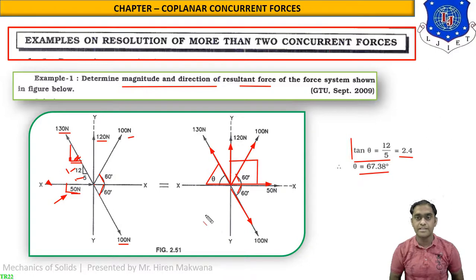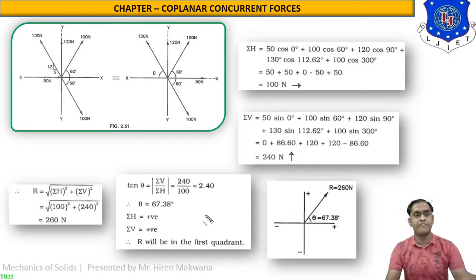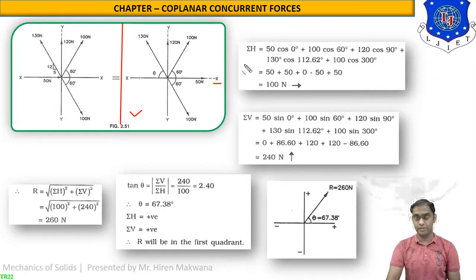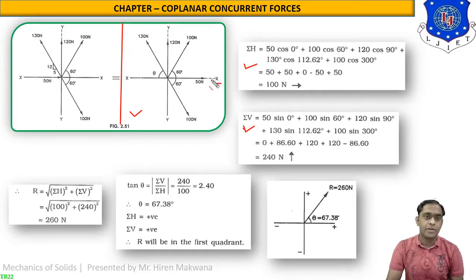Now we have to calculate sigma H and sigma V from this figure. Please concentrate on how to find sigma H and sigma V. See the same figure over here. We are concentrating on the simplified figure only, the right figure. Starting from the positive x-axis, first of all we are finding sigma H, then afterwards we will find sigma V. First force is 50. It is making 0 angle with the x-axis, right?